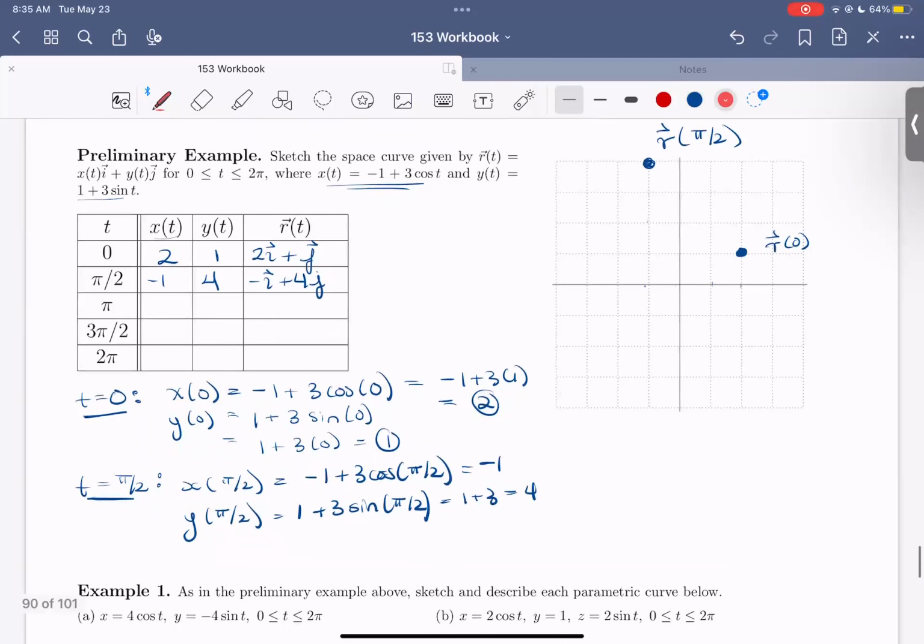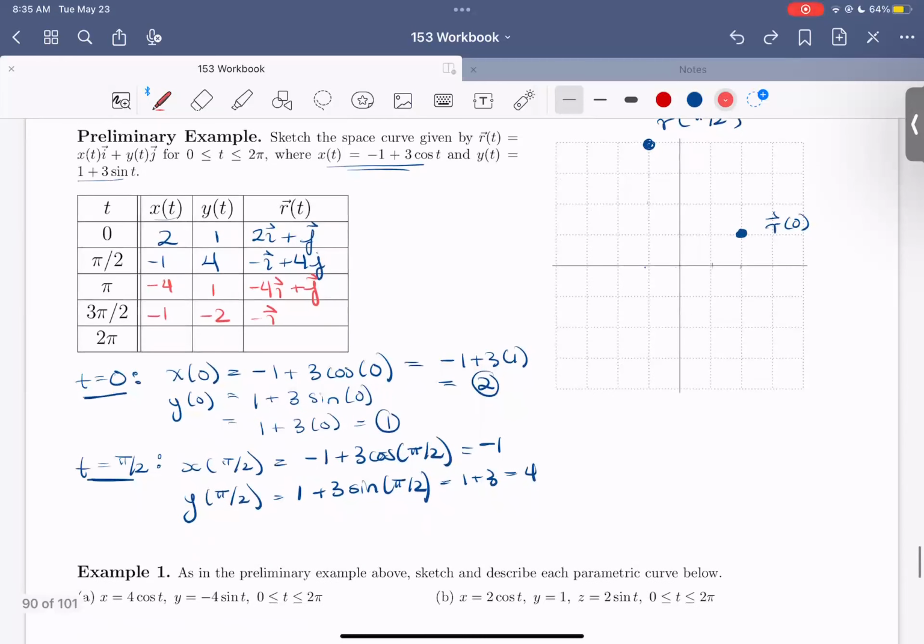As we continue this table, we should be getting -4 and 1. That would look like -4i plus j. Then -1, -2, which will be -i minus 2j, and 2, 1, which will be 2i plus j.